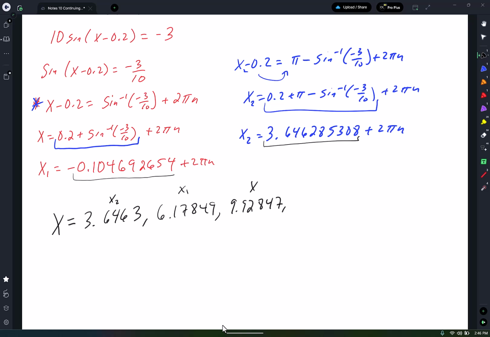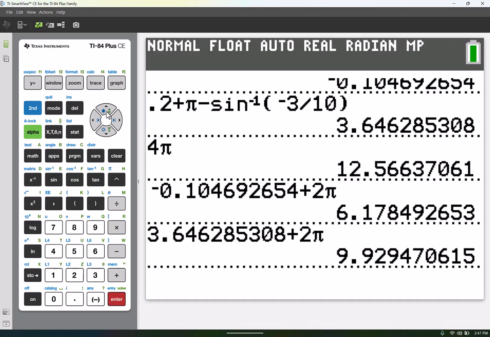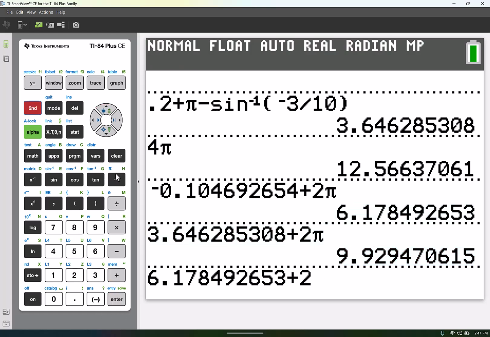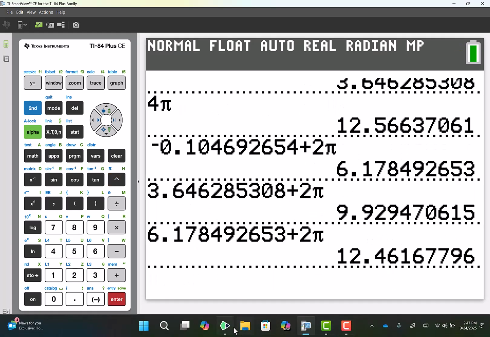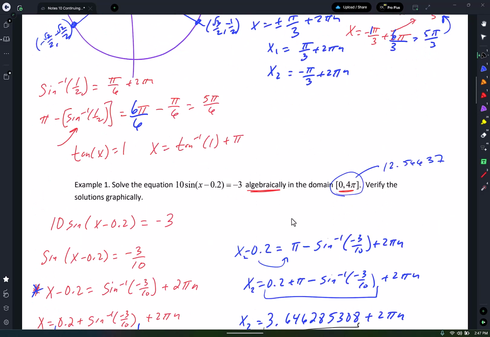X2, X1, X2. Sorry, guys. The next one's going to come from X1. Take the 6.1784 and add 2 pi. I don't see any mistakes. I think we're good. 12.4616. And that's it. If I take the 9.92 and add 2 pi, it's going to be outside that domain.